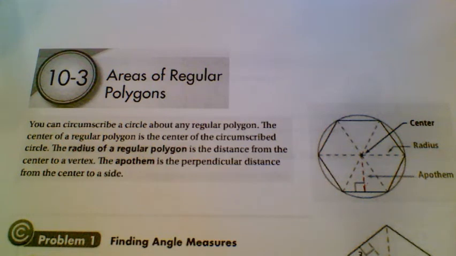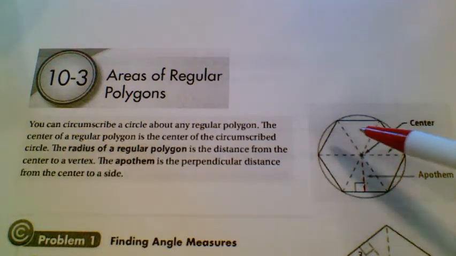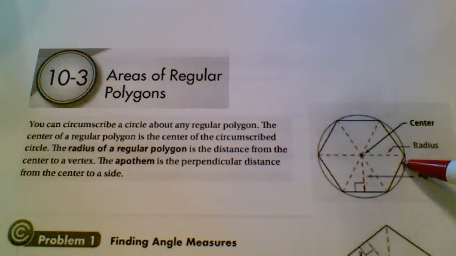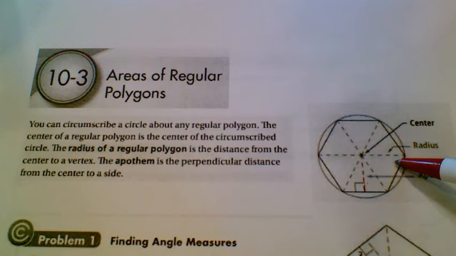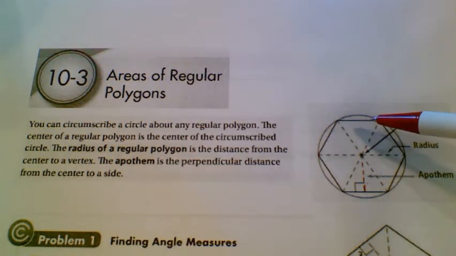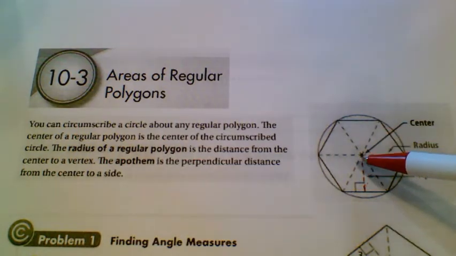Section 10.3 is where you're going to find the areas of regular polygons. If you remember, a regular polygon is where you have congruent sides and all of the angles are also congruent. This is showing you that you can circumscribe a circle about any regular polygon, which means that you can put it on the outside of it. The center of a regular polygon is also the center of the circumscribed circle.